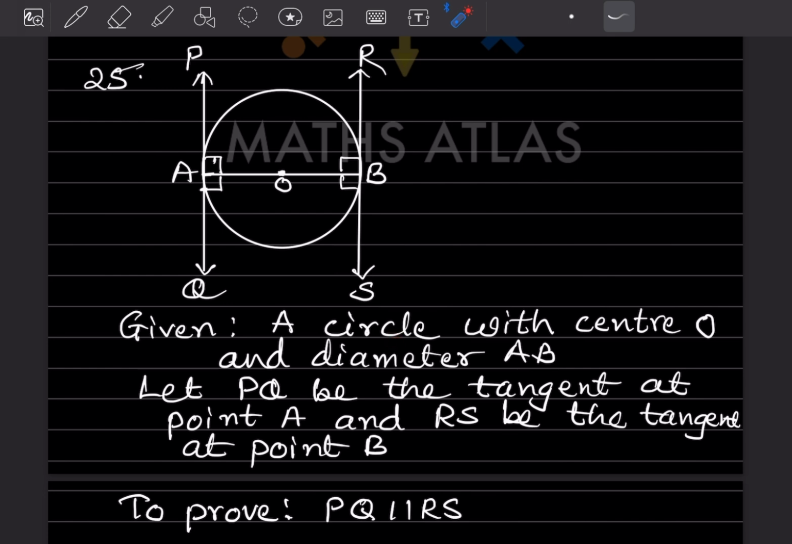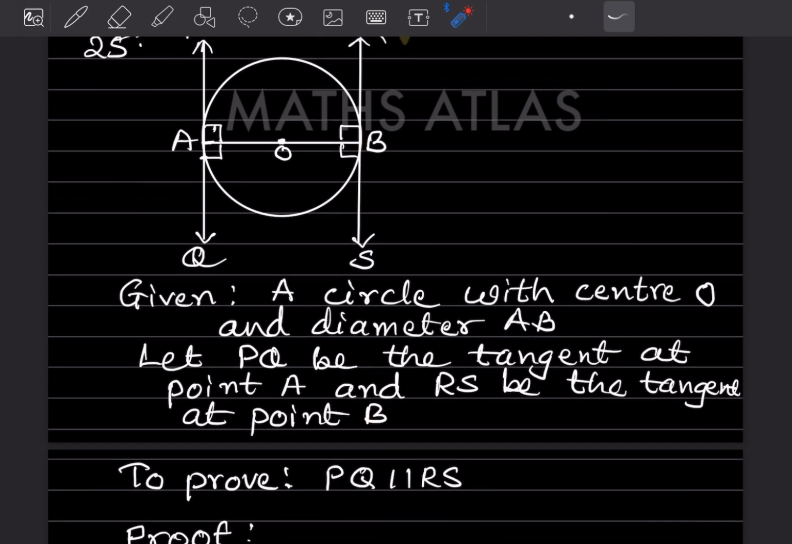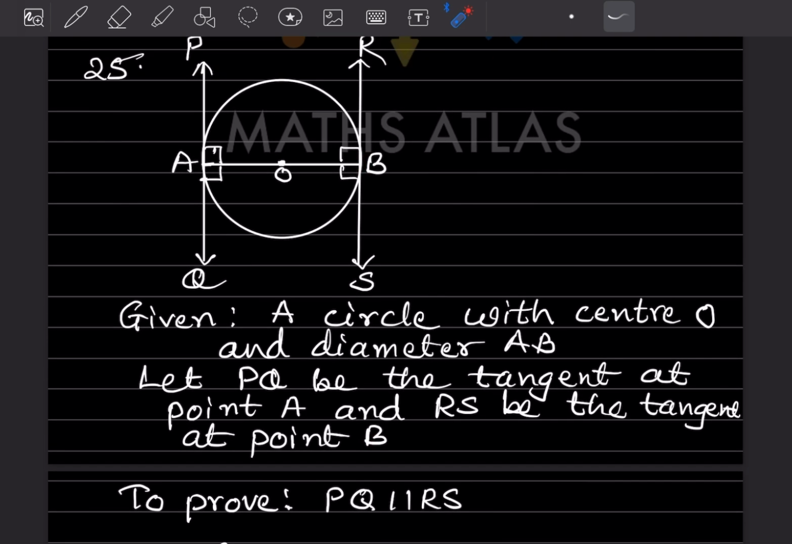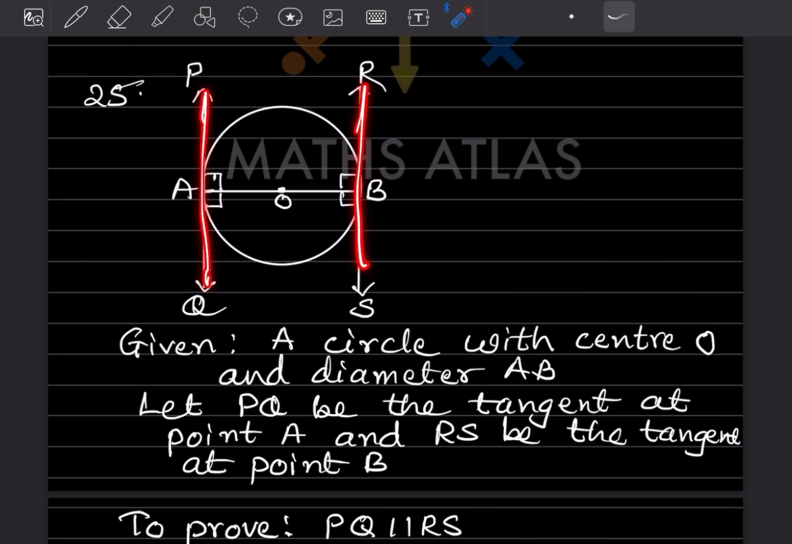So now, given what is that? A circle with center O and diameter AB. So this is the diameter. Diameter always passes through the center of the circle. Let PQ be the tangent at point A, and RS, this is the other tangent, be the tangent at point B. And you have to prove that PQ is parallel to RS.